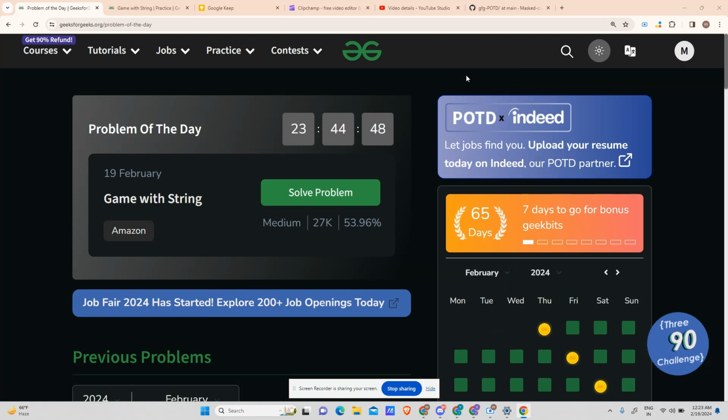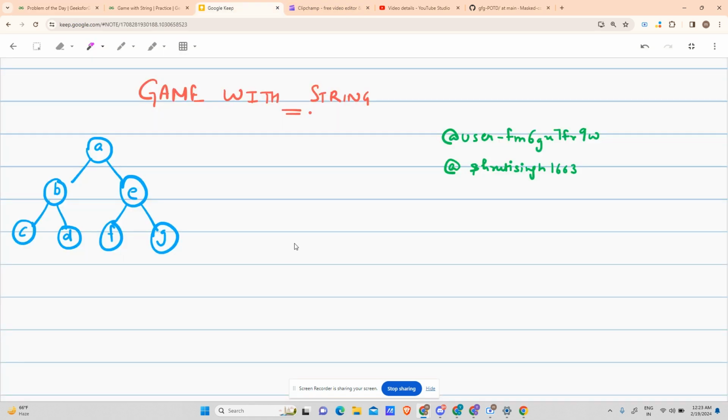This is your very own mask coder, and today we are going to solve the 66th day POTD. Today's problem is Game with String, and as you can see, it is coming in one of the great companies, Amazon. So let us look at the problem. But before going to the problem, I will keep my promise and explain the pre-order, in-order, and post-order traversals.